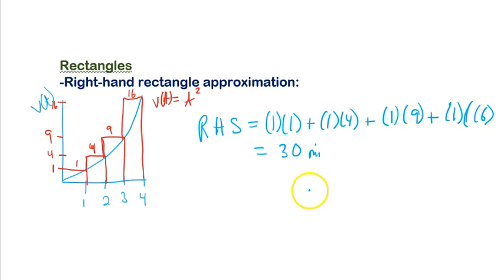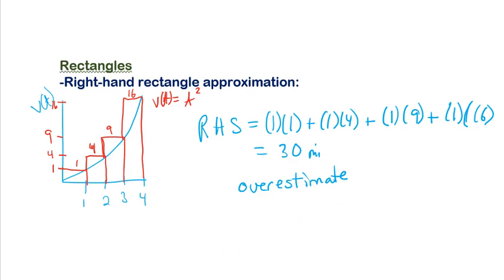And again, a lot of times with these, they'll ask you whether this is an overestimate or an underestimate. And since I had more area under the rectangles than I had under my graph, I would classify this as an overestimate if I was asked.